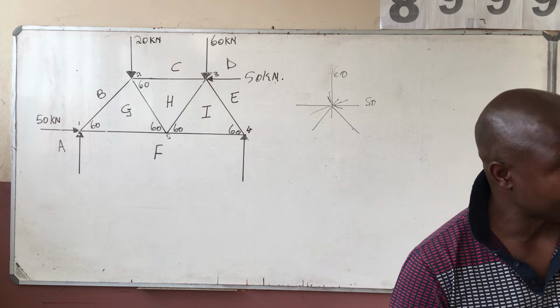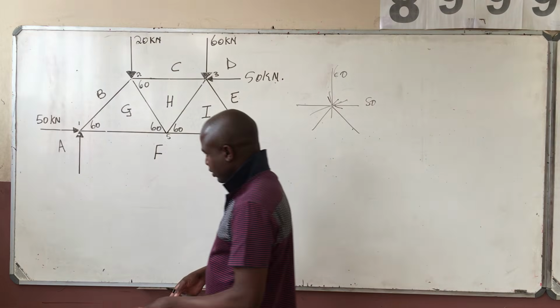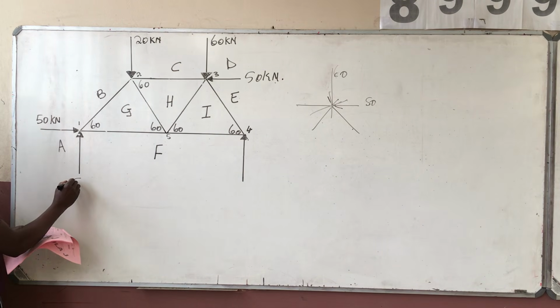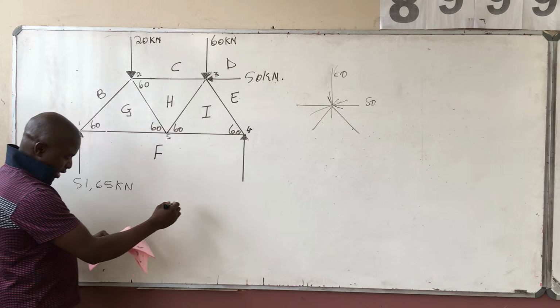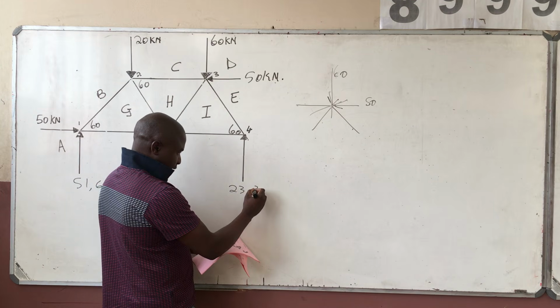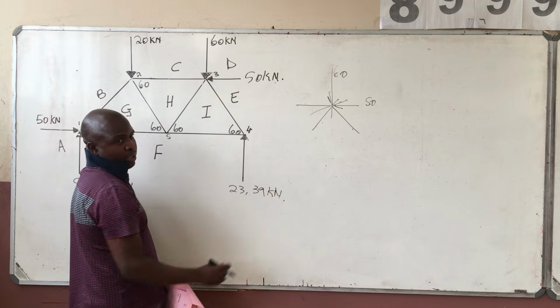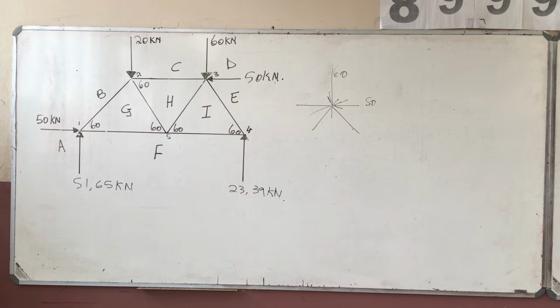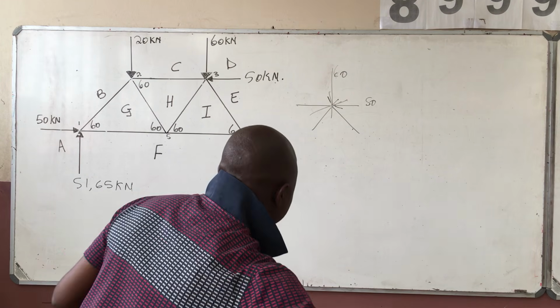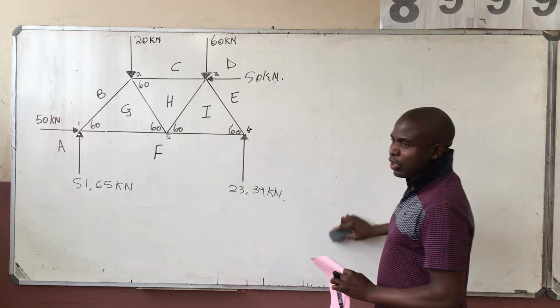I will just write the magnitude of those reactions, which for this one is 51.65 kilonewton, and this one is 23.39 kilonewton. But I'm still going to show you how to calculate it, but not today. So now, which point qualifies for us to start with? Point 1, it's only point 1.